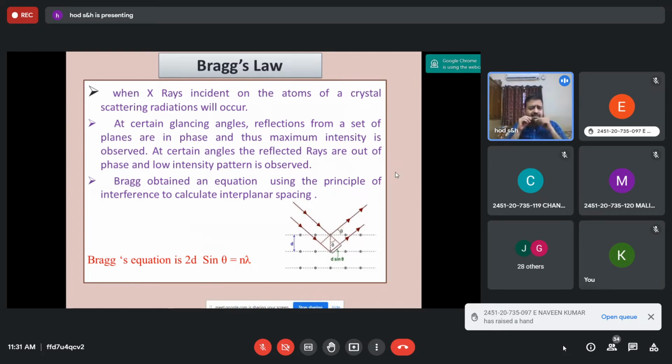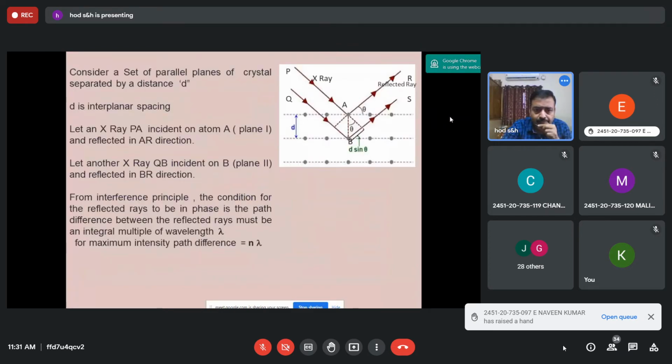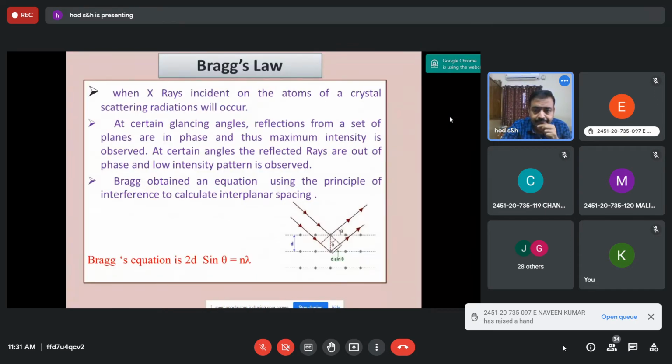Shall I explain Bragg's law? I think it is there in your intermediate. Students, what do you suggest? Students? Girls? Somebody respond, please. No, sir, not required, sir. Not required. Only Bragg's law will be explained.